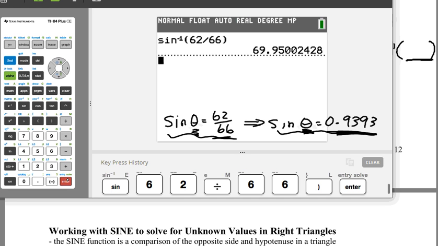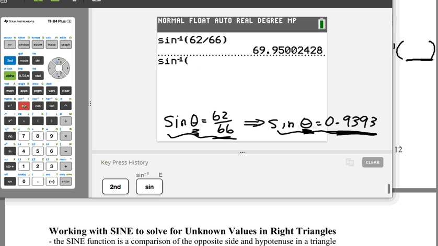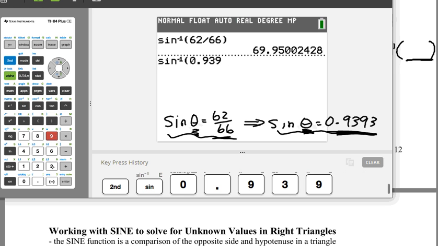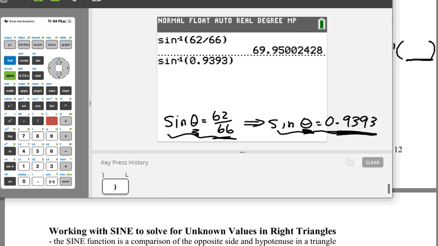Well, what happens if I second sine the decimal? We said the decimal was decimal 9393. Close the bracket.